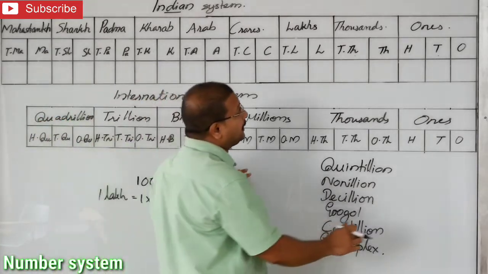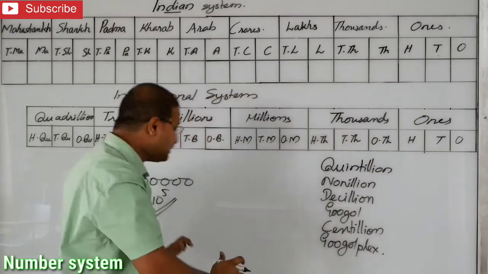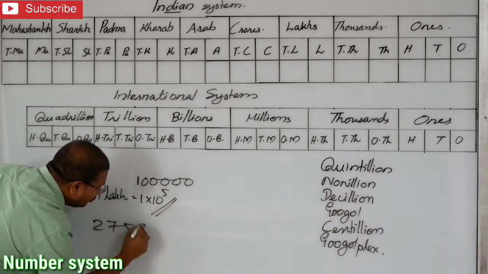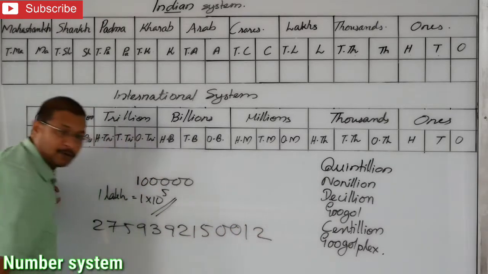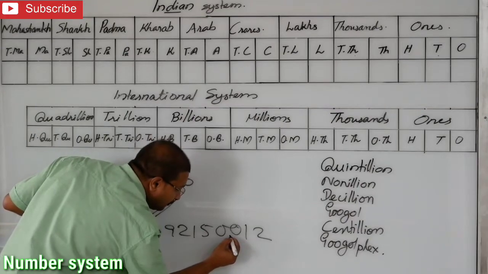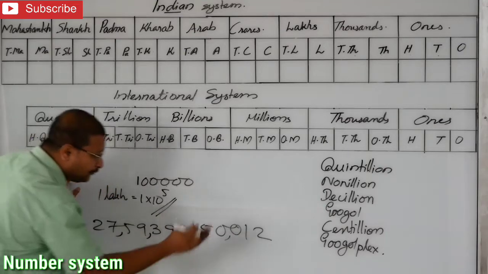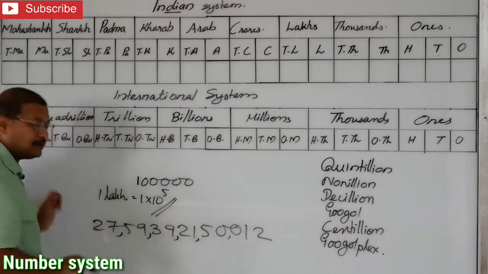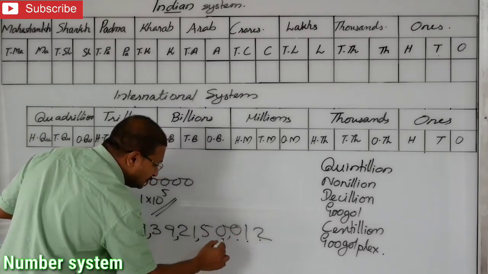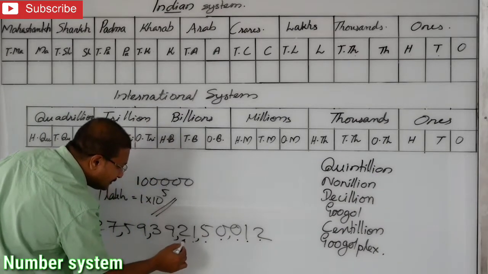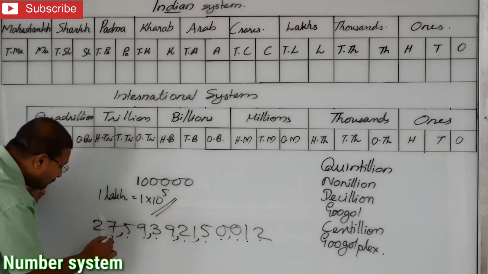After that, when you come to here Indian system, normally we are grouping 3, after that 2, 2, 2, 2. That means if I write a number 2759392150012, in the case of Indian system we have to write 1, 2, 3, comma, grouping. After that 2, 2, 2, 2. Only in the first part 3. Ready? After that, if you want to read this number, see, ones, tens, hundreds, thousand, 10,000, lakh, 10 lakh, crore, 10 crore, arab, 10 arab, karab, 10 karab.